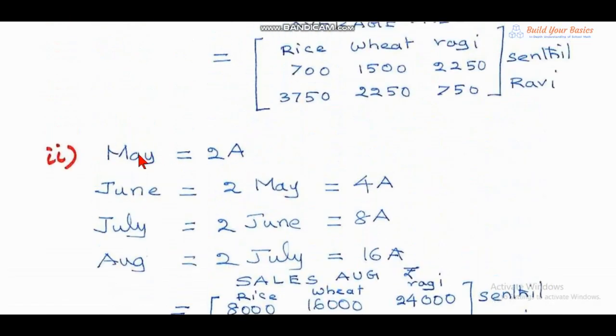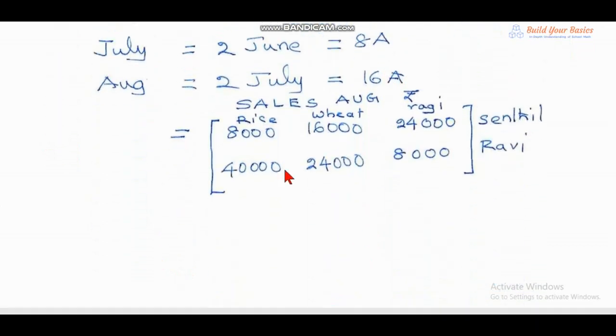Let me repeat. For May it is twice April. For June it is twice May. For July it is twice June. For August it is twice July. So for June it is 2 into 2A, 4A. For July 2 times June, that is 2 into 4A, 8A. For August 2 times July. July is 8A. 2 times 8A is 16A. We know the matrix A. Multiply the matrix A given in the question by 16, getting this result. So the problem is over.